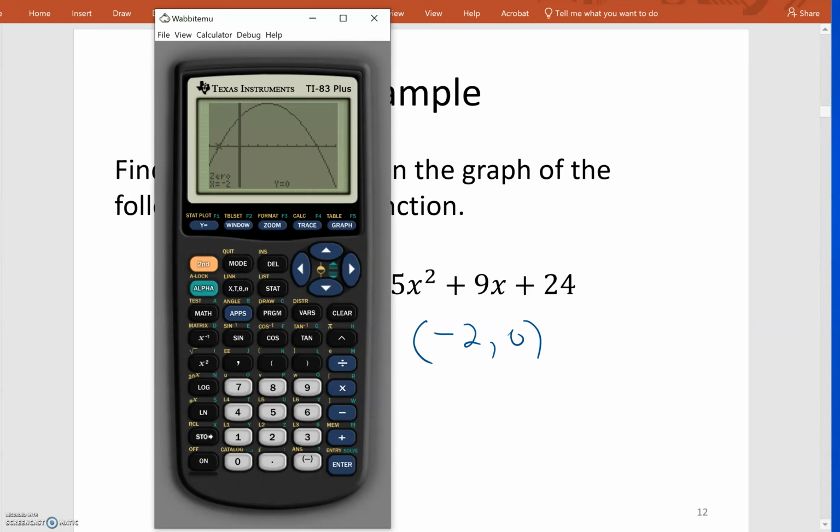Now the other one, we have to do it again. So we go to second calc again, 0 again. And now it's a little bit of a pain. I've got to scroll all the way back to the other one.